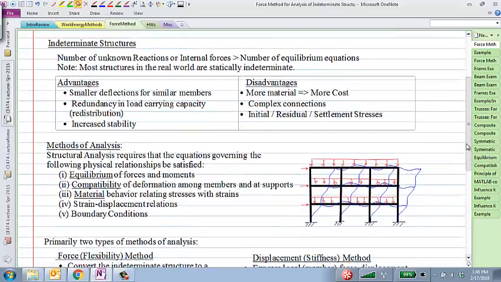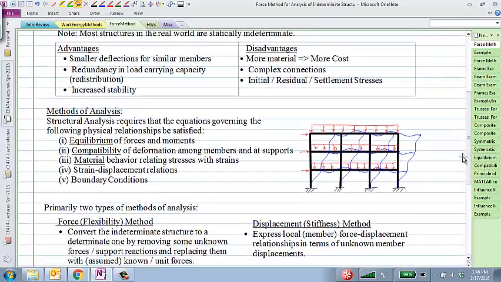Now, how do we analyze them? It's the same sort of thing. We use the same conditions: equilibrium, compatibility, material behavior, strain-displacement relationships, and the boundary conditions and loads given in the problem. Let me quickly ask you this.